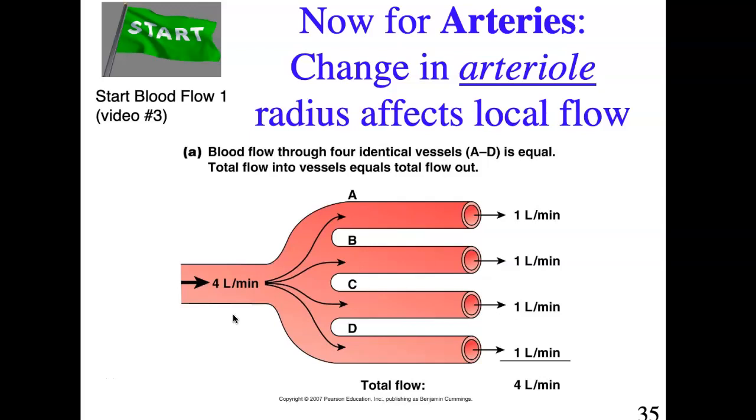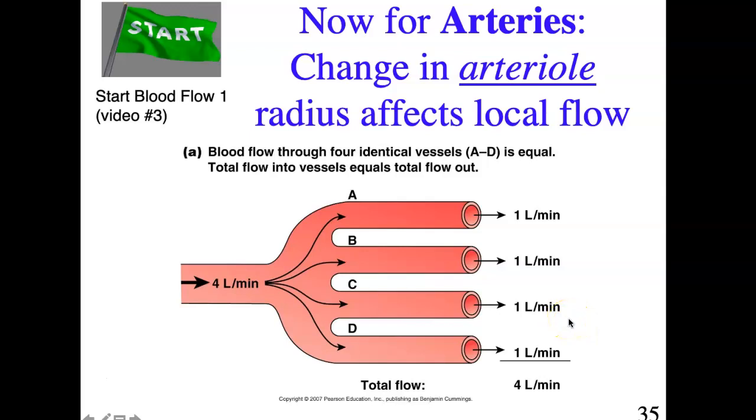Look at this diagram here. We have an artery that is moving 4 liters of blood per minute, and it's branching out to 4 smaller arterioles, and each one of them is transporting about 1 liter per minute. That makes sense, right? So this blood flow is equal between them. And if you think of an organ that is sort of downstream from these arterioles, they're all receiving the same amount of blood. So that can happen.